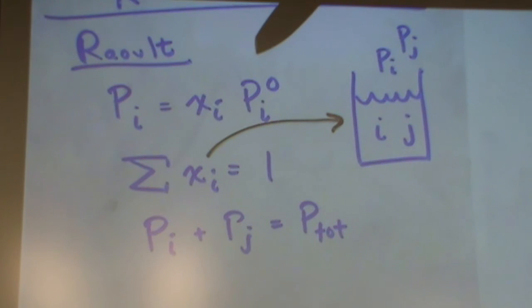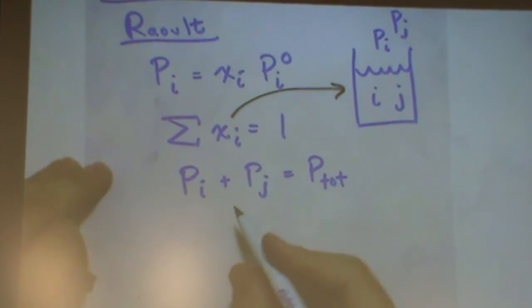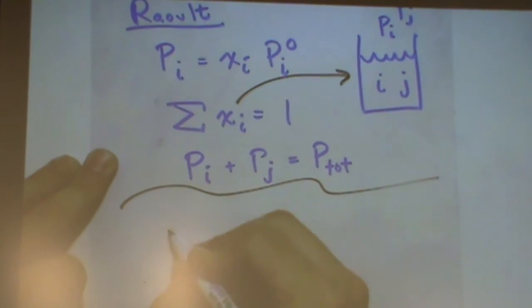If I say that J is non-volatile, okay, I'll say that again. If J is non-volatile, P total equals what? P I. P I only. So a non-volatile substance means its partial pressure is 0. So if J is not volatile, then the partial pressure of J is 0. Okay, that happens sometimes, especially on simpler problems. Okay, so basically we would do something like this.